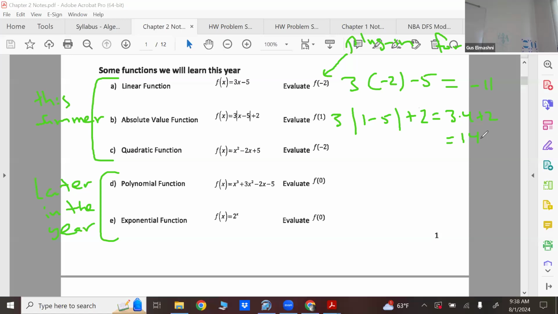You get -11. Plug 1 here, great. You get 1 minus 5, -4. After that's 4, 3 times 4 is 12. 12 plus 2 is 14. Plugging -2 into this one. And it really is a lot of PEMDAS, really. I mean, that's what it is.